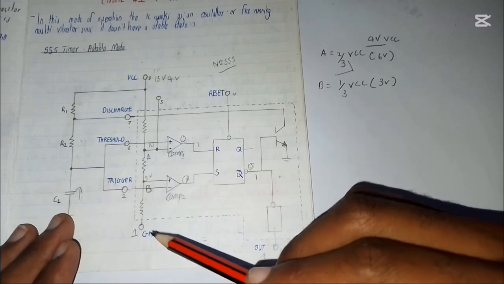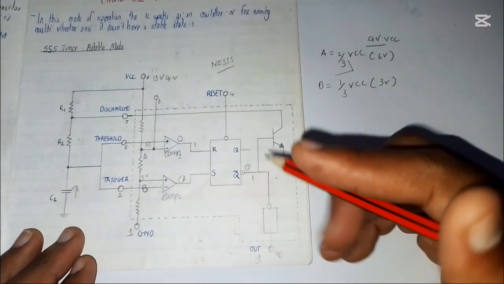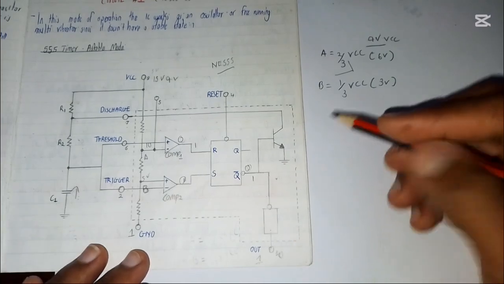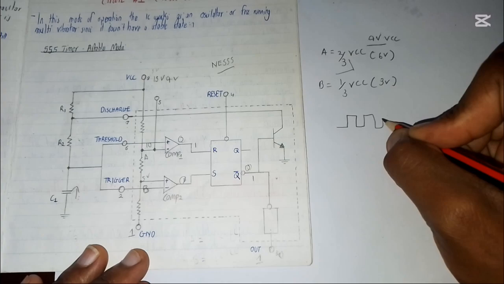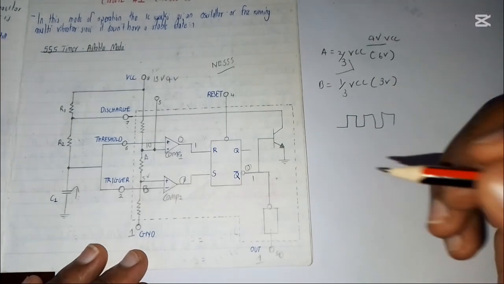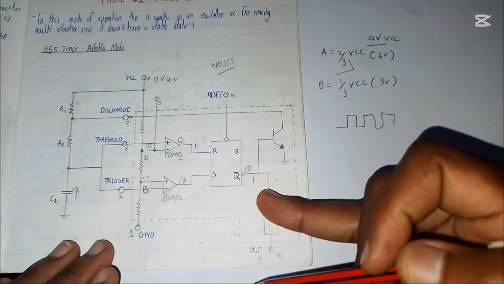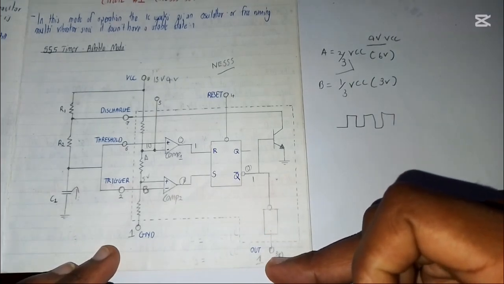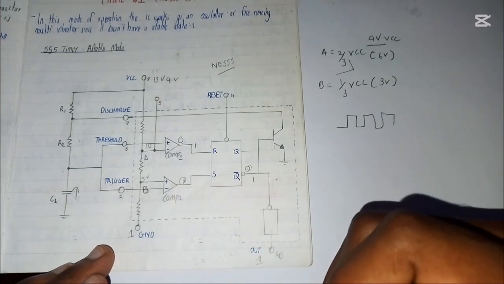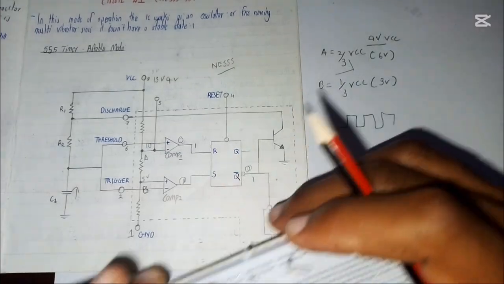So it charges and discharges. That's basically what the circuit does, and right here it's going to give you a square wave output. So that's basically what happens inside the NE555 circuitry to give you an oscillating pulse at the output pin number 3. I hope you've really understood how the NE555 works inside.